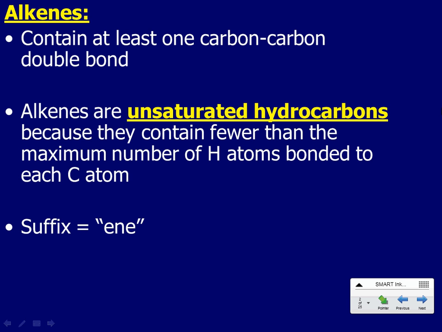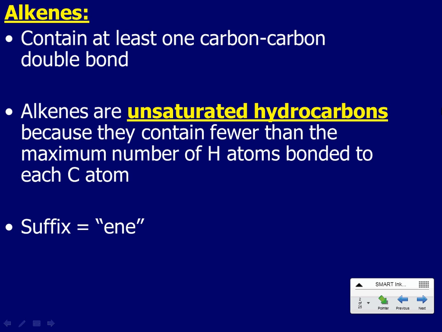They contain at least one carbon-carbon double bond. They can have more than one. We would have a diene then. And literally, that's the way it would go in the name. We'll see some examples of that.